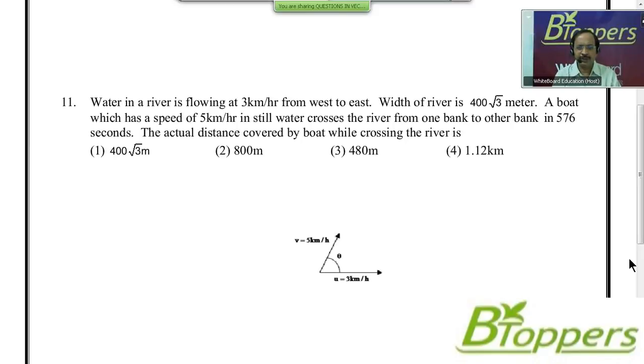The diagram is also shown there. In the diagram, U is equal to 3 km per hour and V equal to 5 km per hour. Of course, you understood that U represents magnitude of velocity of river water and V represents the speed of boat in still water, or you can say V represents magnitude of velocity of the boat relative to water. Here V bar is directed at an angle theta with U bar. From the diagram you can observe that theta is acute angle, that means less than 90 degrees.